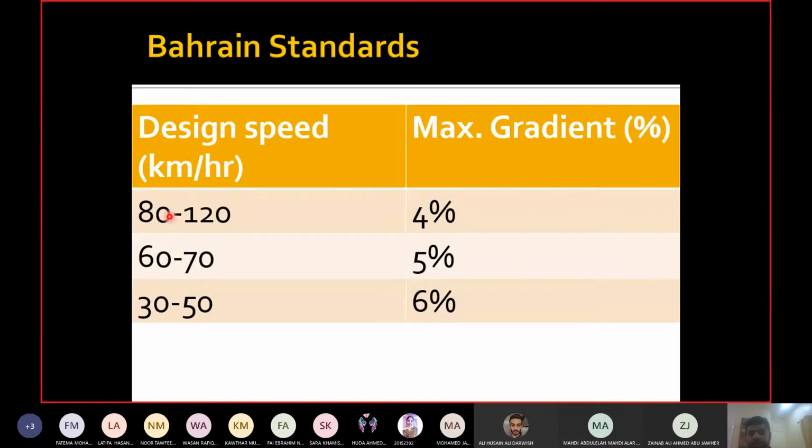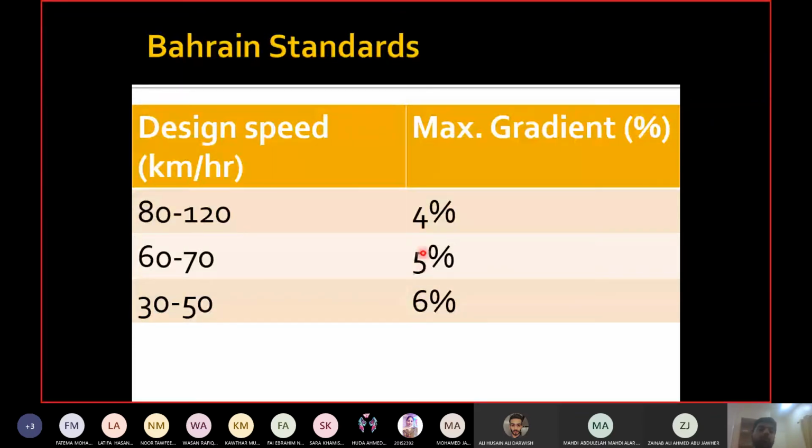Okay, and for these speeds, they are recommending a gradient of 4%. From 60 to 70, they recommend a gradient of 5%, and for 30 to 50, they recommend a gradient of 6%. So this one is for arterials, this one is for collectors, and this one is for local roads. Okay, and you can see as the speed decreases, gradient increases. And why the speed decreases? Because the type of road is changing.